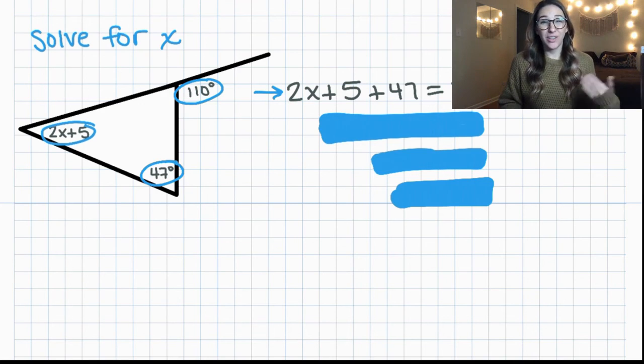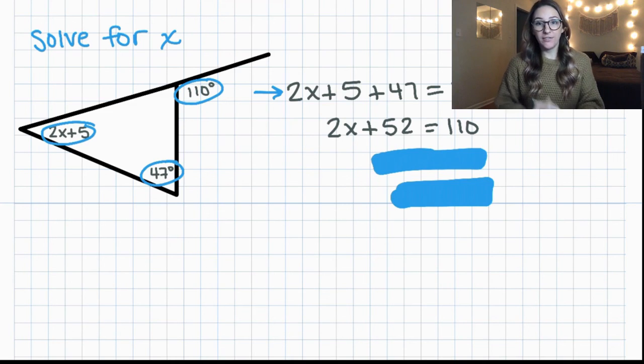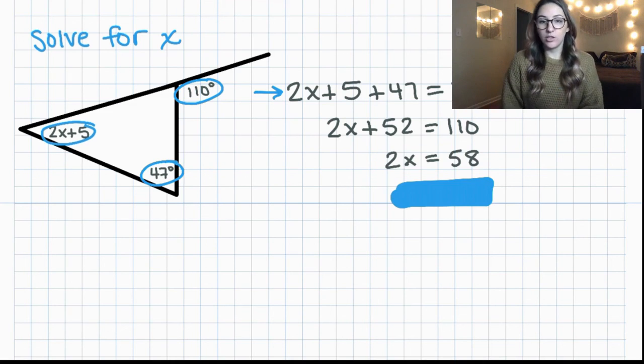Then we go ahead and we solve that equation. We combine our like terms. The 5 and the 47 add to become 52. Then we subtract 52 from both sides. So we should be left with 2x equals 58. And then divide by 2, and we get x equals 29.